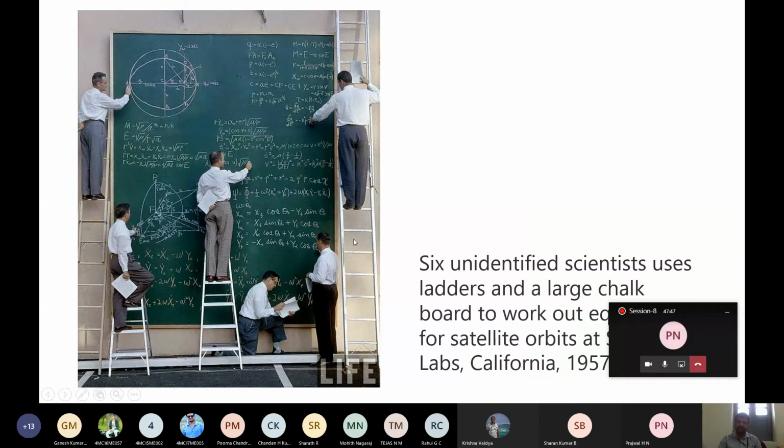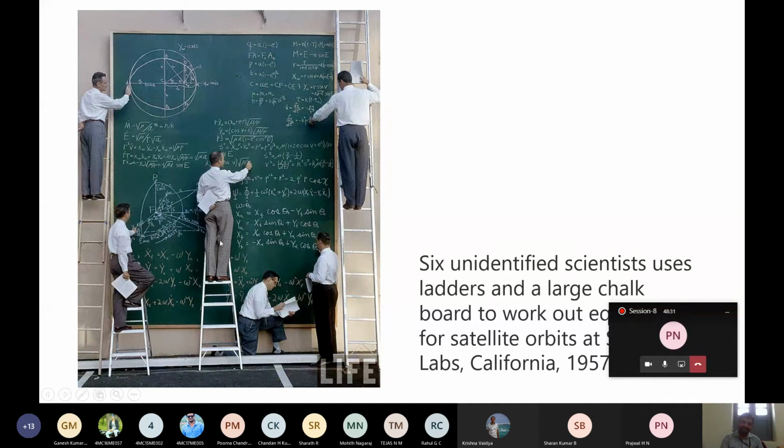This is an example where this type of board was used by scientists in NASA during 1957. They wanted to make complex calculations, and they thought the conventional boards were not sufficient. That's why they designed a very large board so that they can do all calculations related to their project on a single board and analyze. But this cannot be done in a classroom. If teachers started using these ladders, you know what students are going to do. So you cannot think about doing the same thing in a classroom.